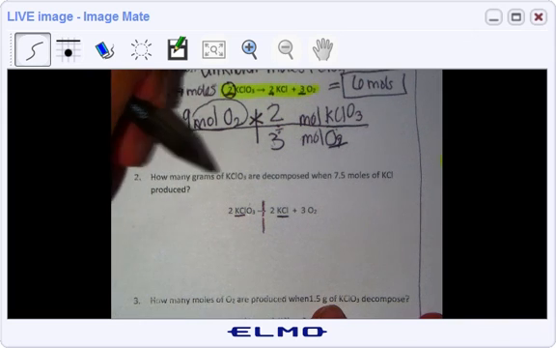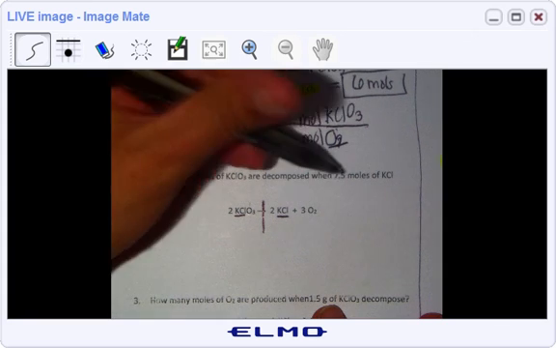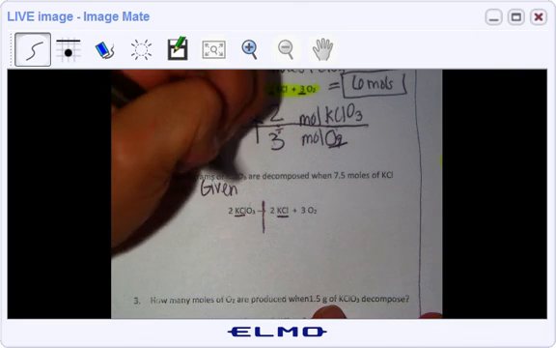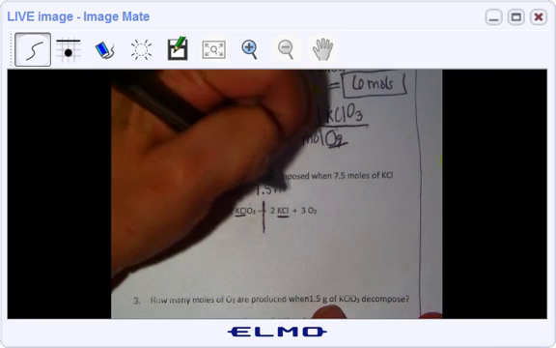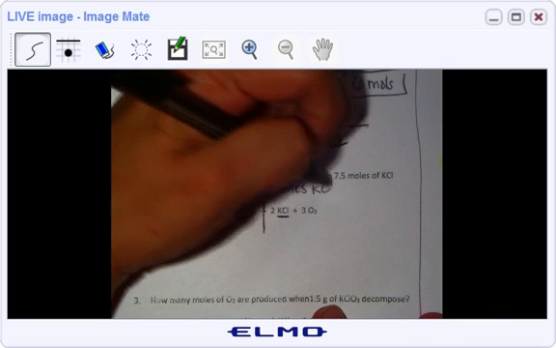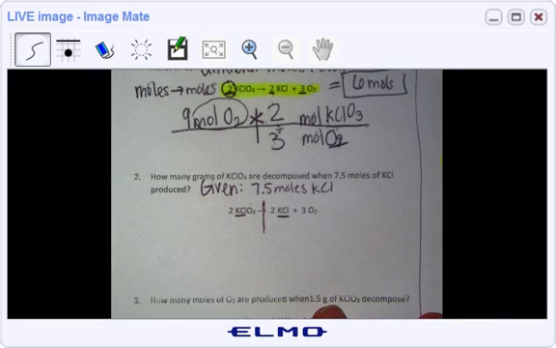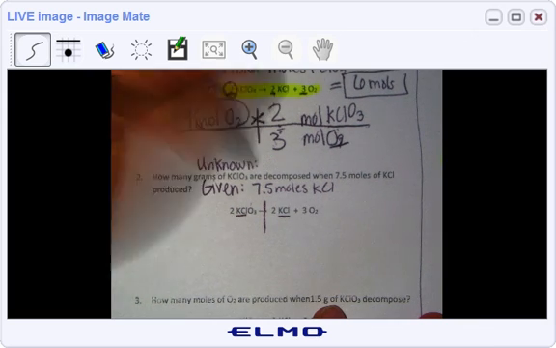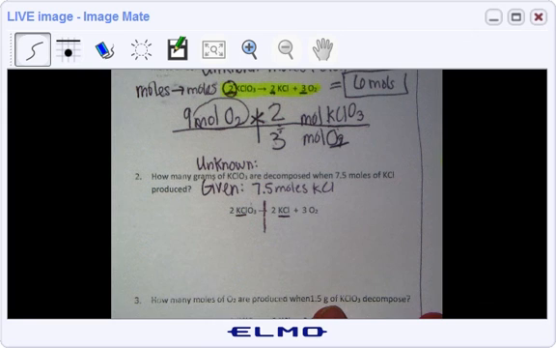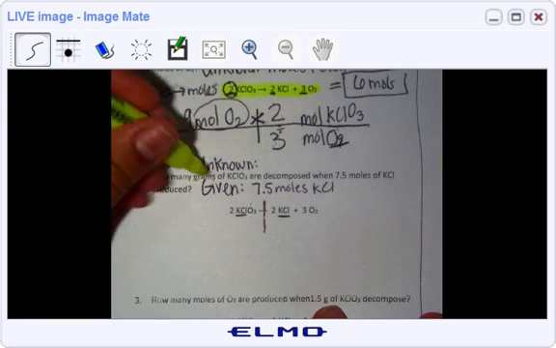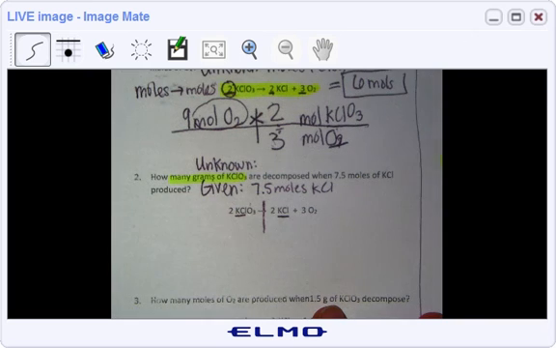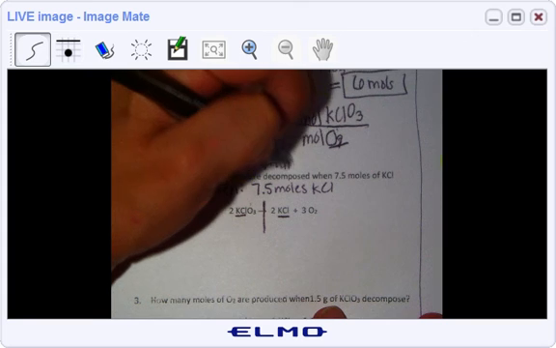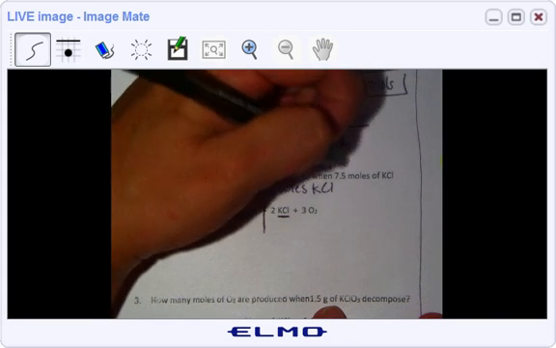So how many grams of KClO3 are decomposed when 7.5 moles of KCl are produced? So given is the number I'm given. So that's my given. And I'll put my unknown up here. It's not that much space. Okay, and what am I looking for? Wherever it says how many, that's what I'm looking for. How many grams of KClO3? So the unknown is grams of KClO3.